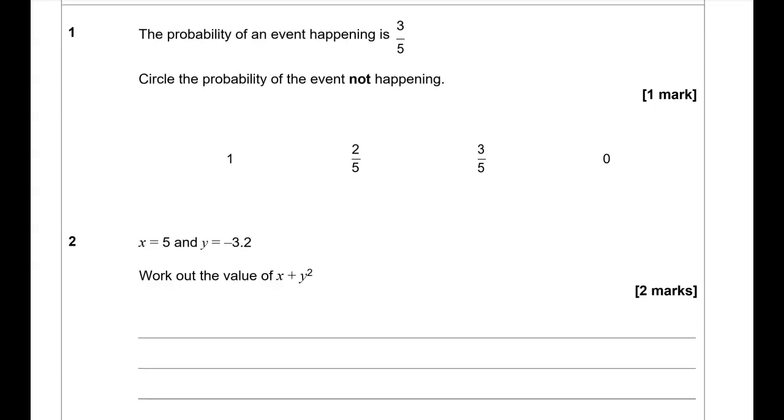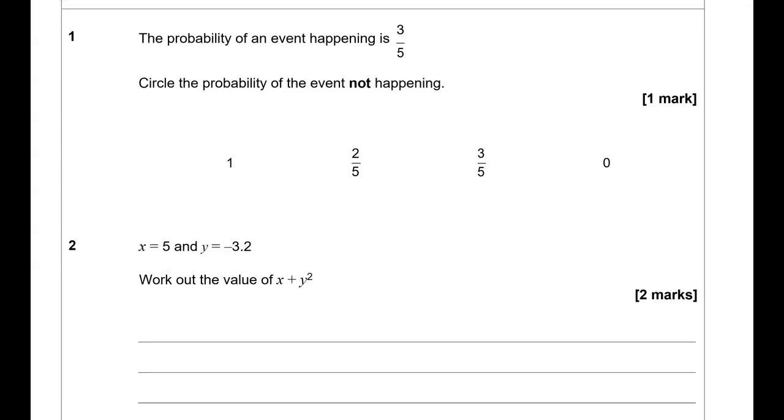Question 1. Event happening is 3/5. Circle the probability of the event not happening. So the probability of something happening and the probability of it not happening both together will add up to 1. So what is that fraction we can add to 3/5 so that the answer is 1, or 5/5?